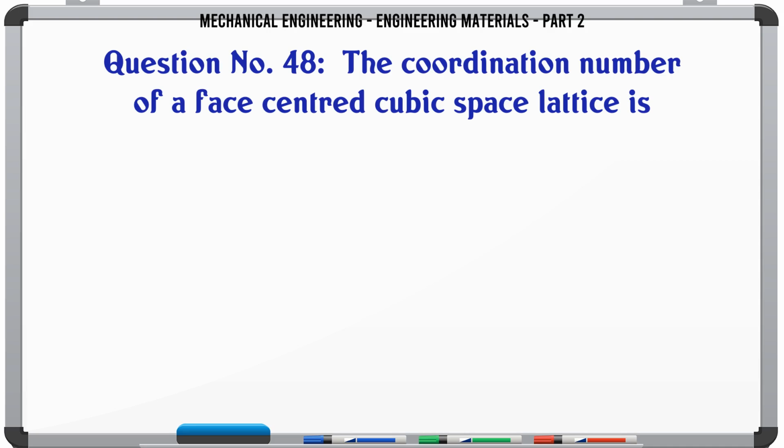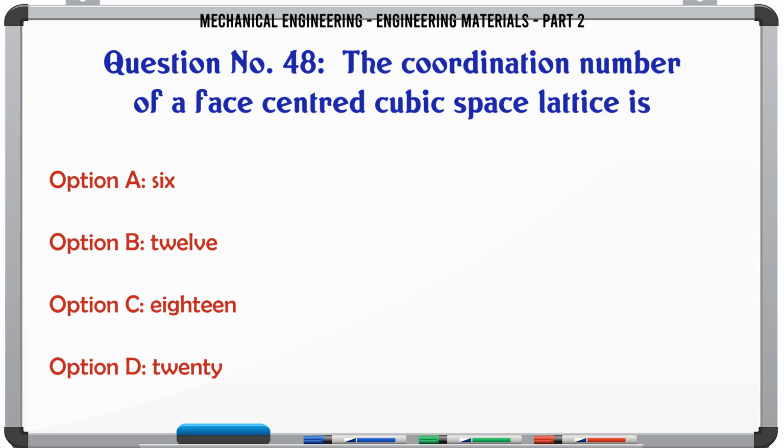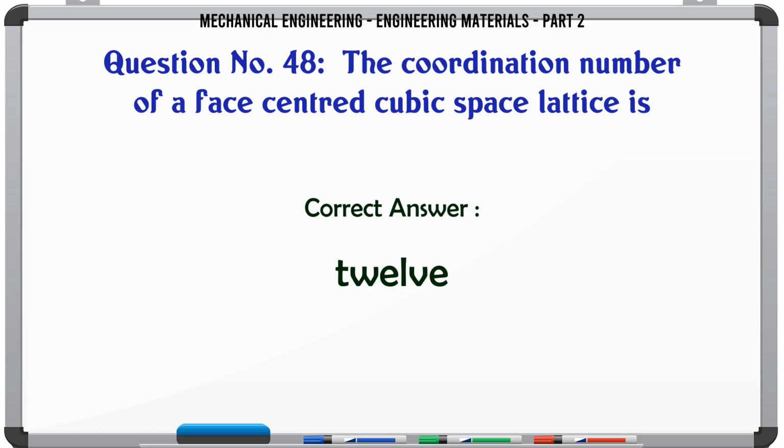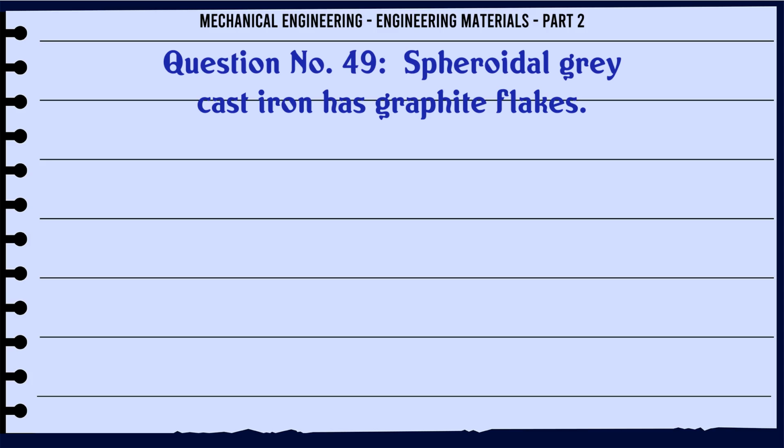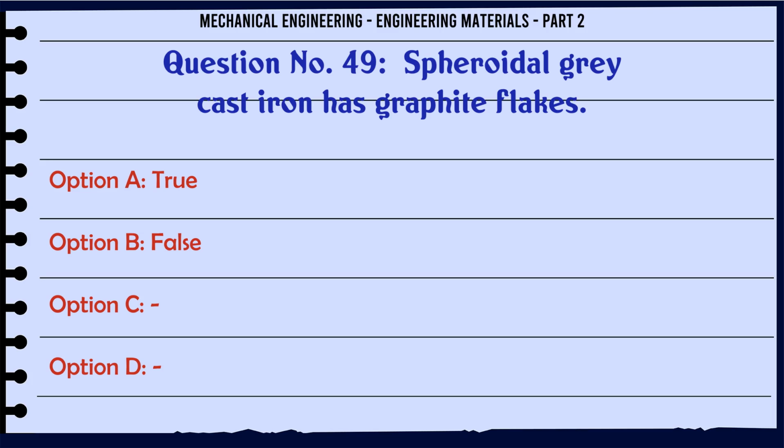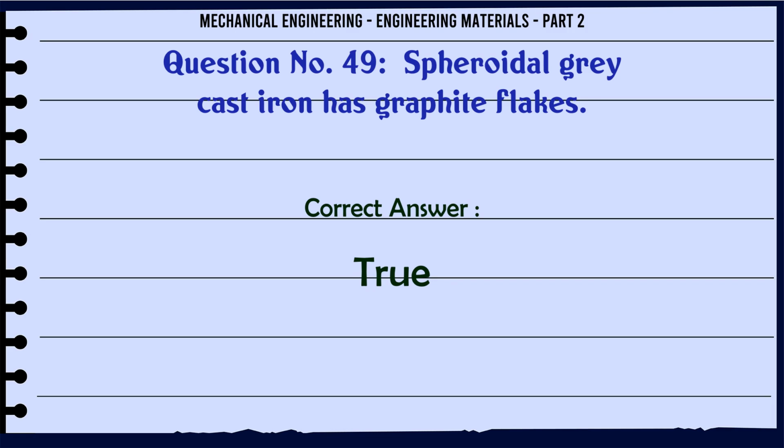The coordination number of a face-centered cubic space lattice is A. 6, B. 12, C. 18, D. 20. The correct answer is 12. Spheroidal grey cast iron has graphite flakes. A. True, B. False, C. D. The correct answer is true.